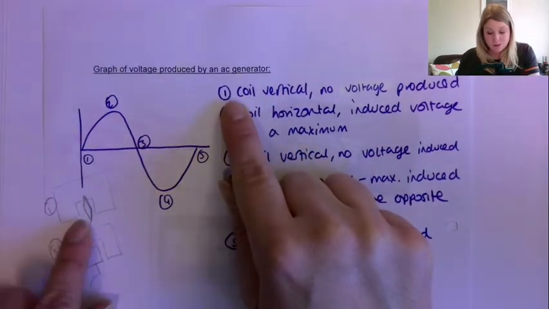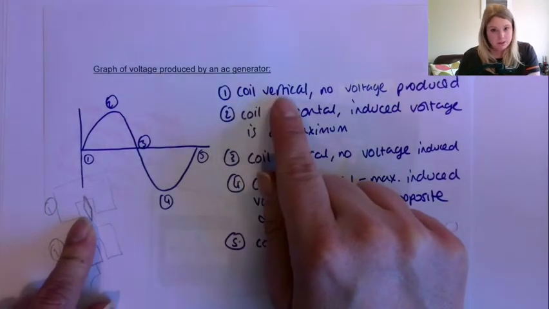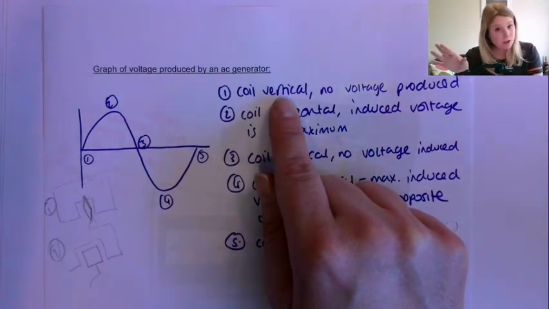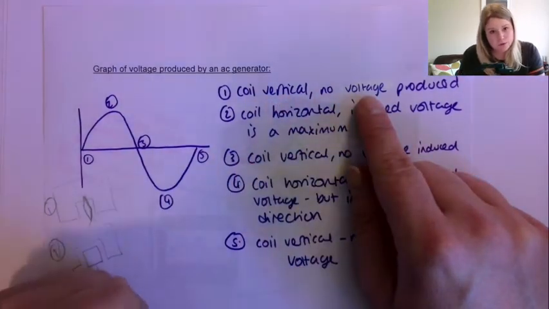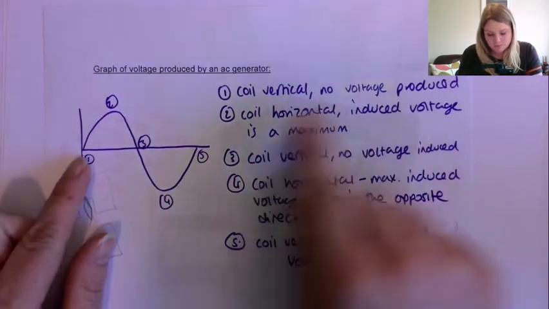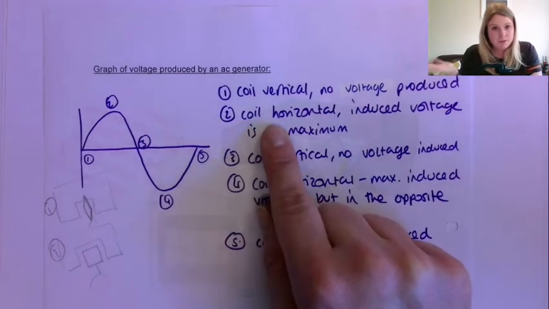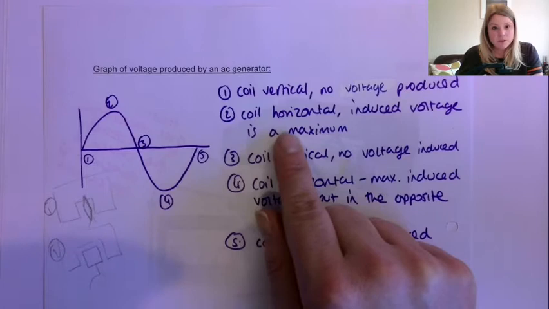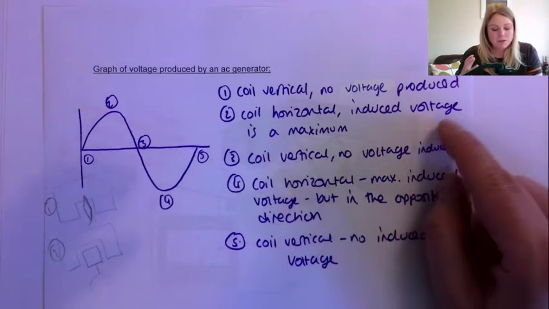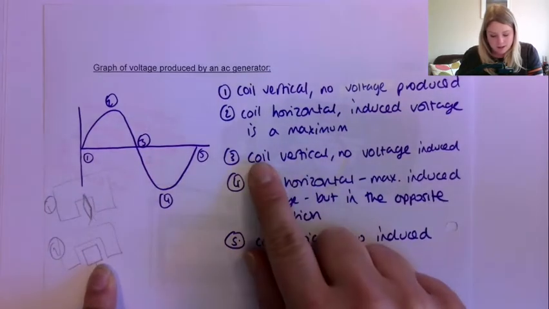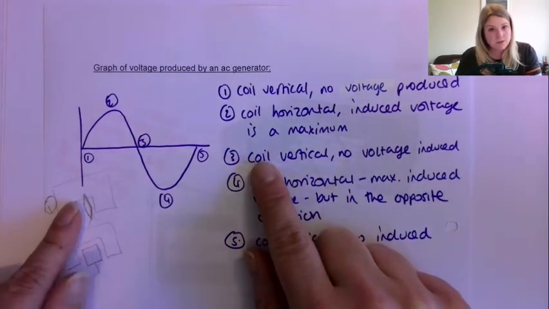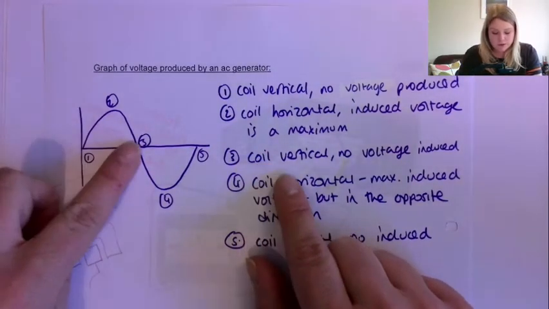So stage one, the coil is vertical, so it's not cutting across those lines of flux, so no current and therefore no voltage is produced. Stage two is by the time it's rotated round and now the coil is horizontal. So whenever it's horizontal, you're getting your maximum current, which means you're getting your maximum voltage induced. So that's here. And then 3 is back to this again whenever the coil is vertical. So we've got no voltage.